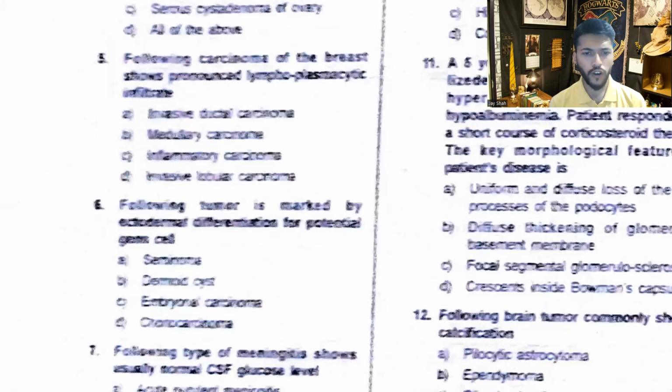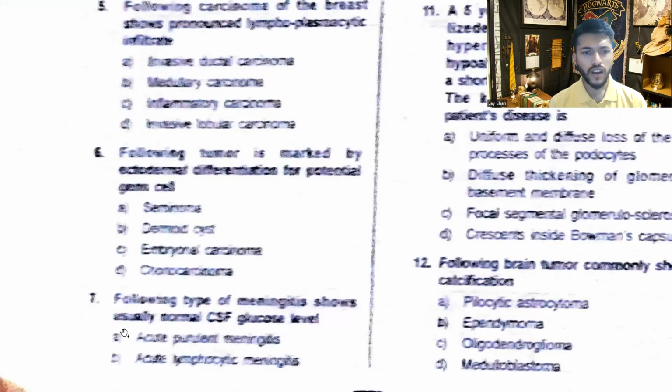So the 7th question is: which following type of meningitis shows normal CSF glucose level? In lymphocytic meningitis, you will see normal glucose. In bacterial, you will have utilization of glucose, right? And Cobb-Web formation is your tuberculous meningitis.